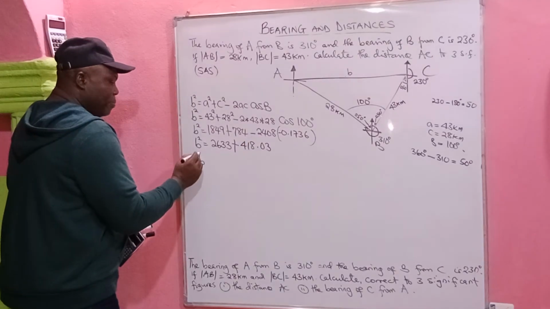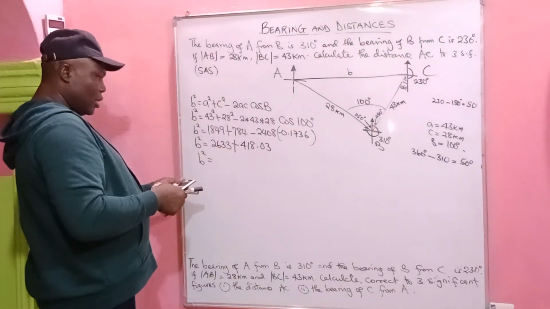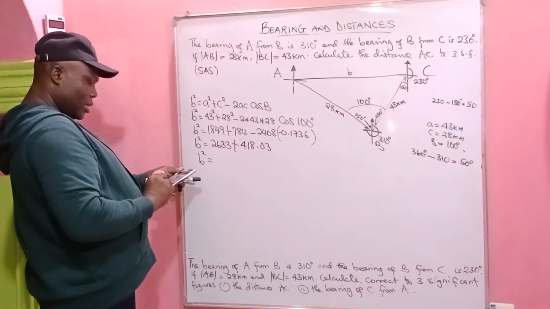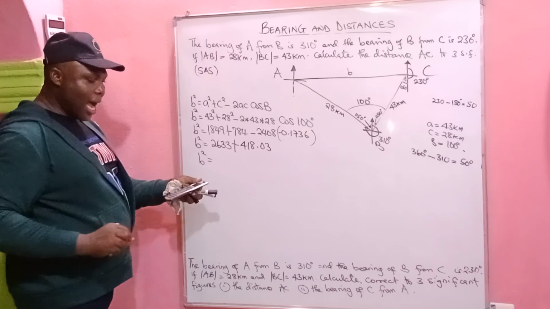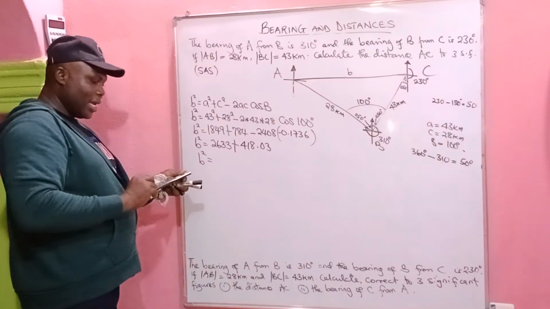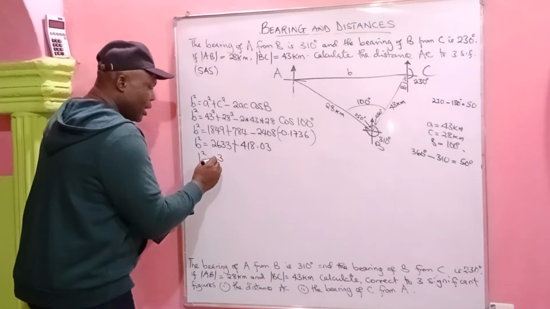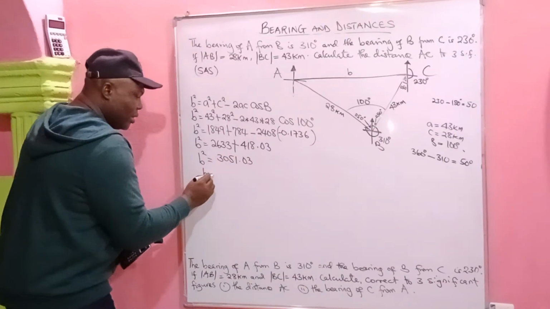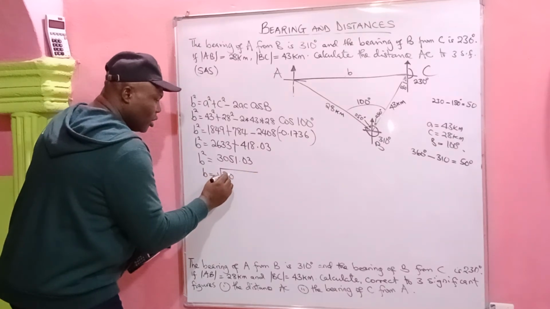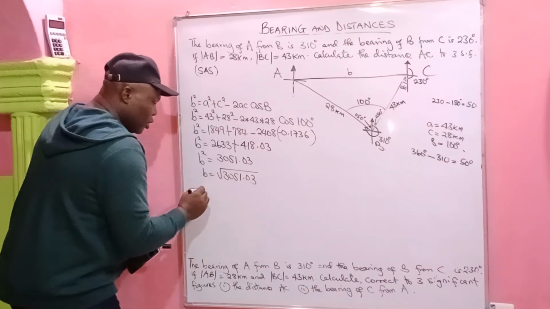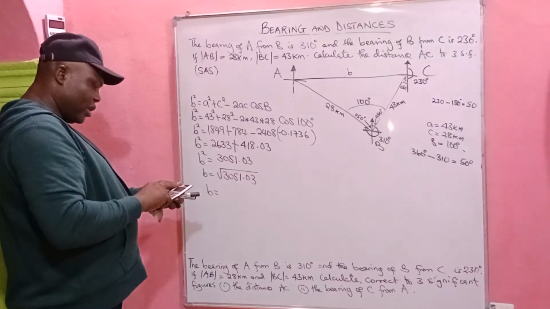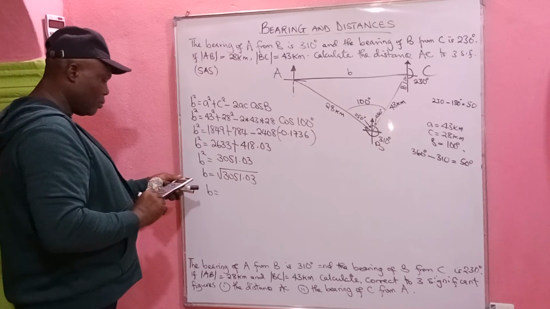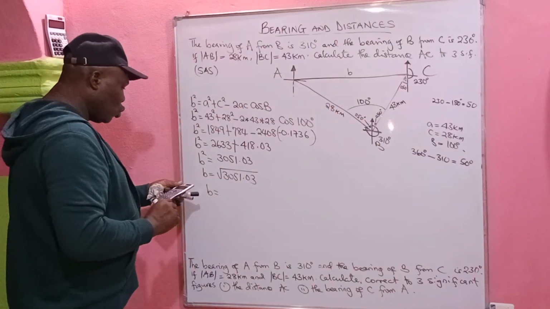Now we are going to have our b squared to be equal to, add this to this. So we have 2633 plus 418.03. We say we have 3051.03. We can say b now is the square root of that, 3051.03. So our b will be equal to, we'll look for the square root of that. So the square root of that will give us 55.24.